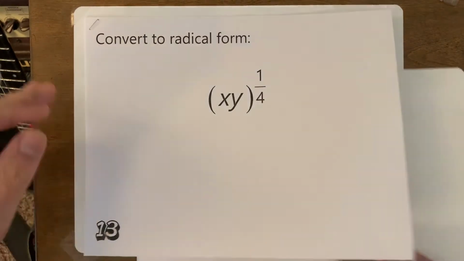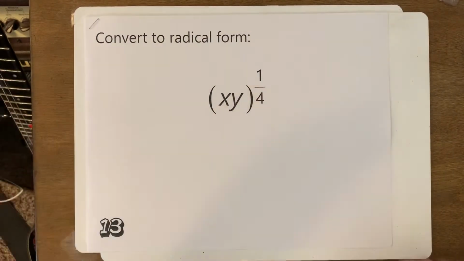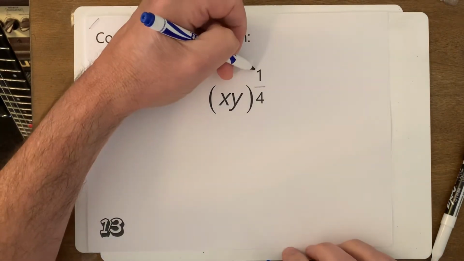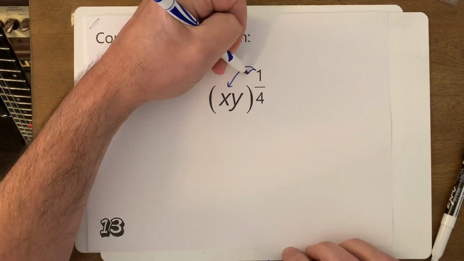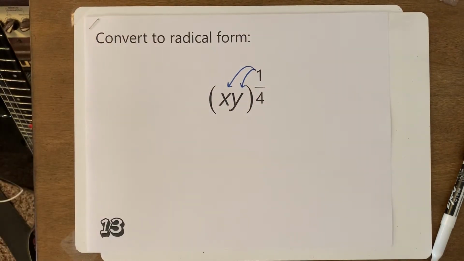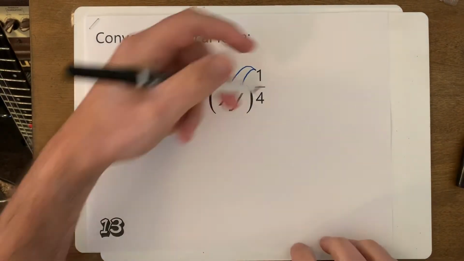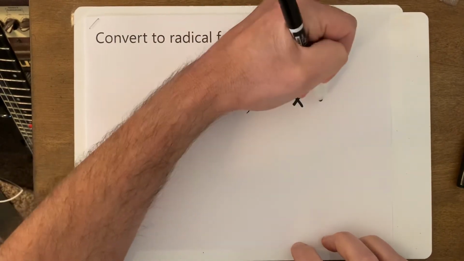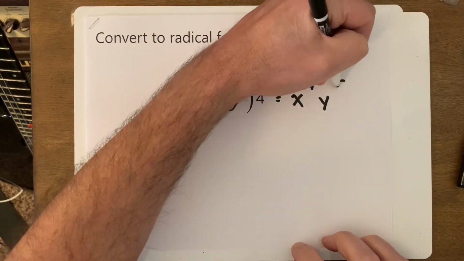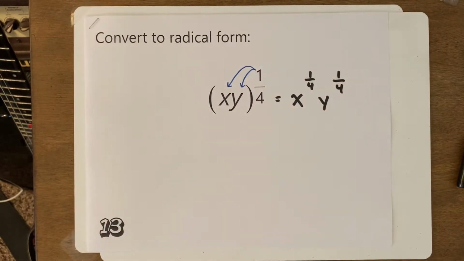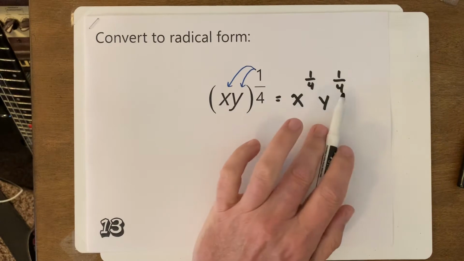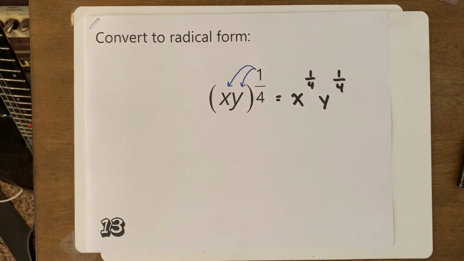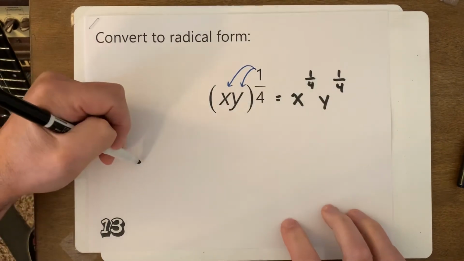Okay, so now we have a couple things going on here. Now is the time where we need to distribute, because we remember our properties of exponents. Like this, you could distribute it first if you wanted to, right? So you could say x to the 1/4, and you could say y to the 1/4. You could do that. But if you do that, how am I going to write that now as a radical, right? So I have 2 of them right now. Probably the better thing to do would be to do this.